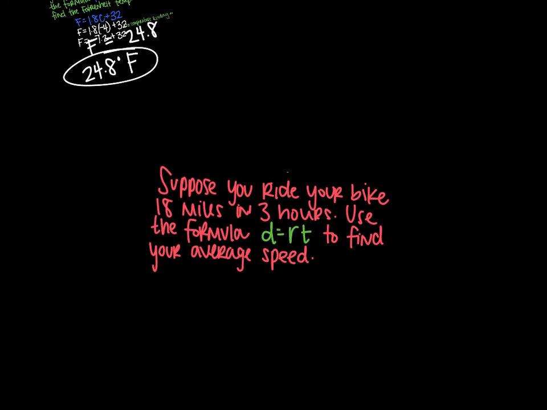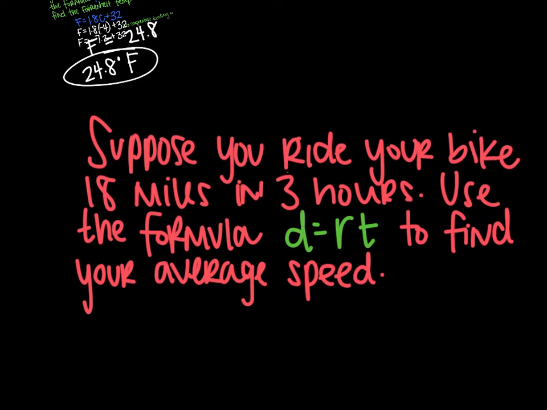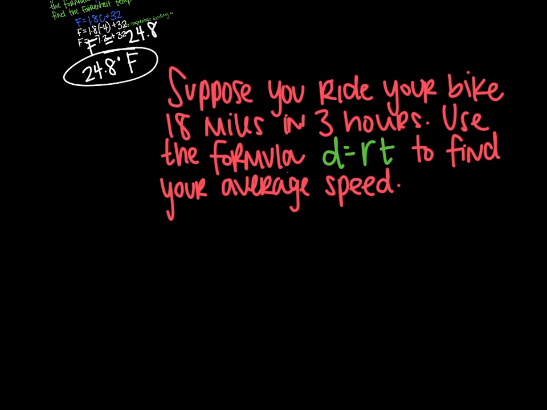Next and last, third example for you, make sure you're copying all of this down. Suppose you ride your bike 18 miles in 3 hours. Use the formula D equals R times T to find your average speed. We did talk about what D equals R times T meant. It's distance equals rate times time.